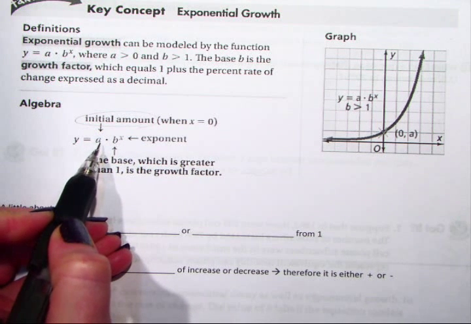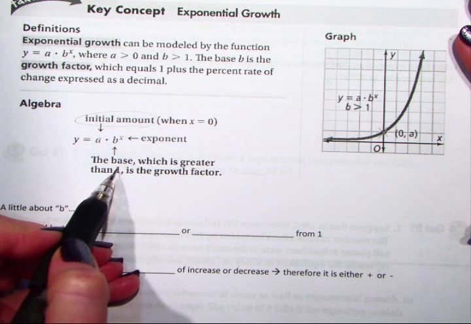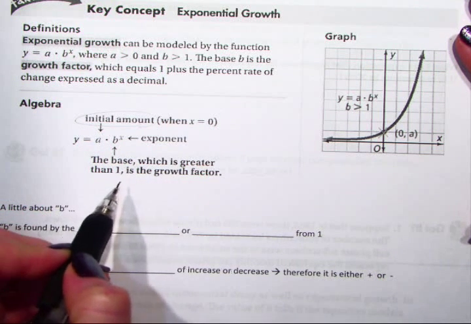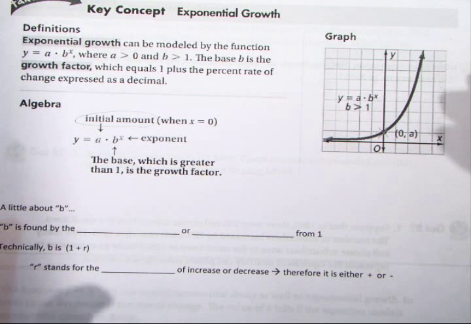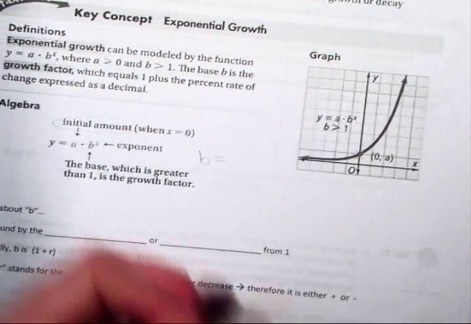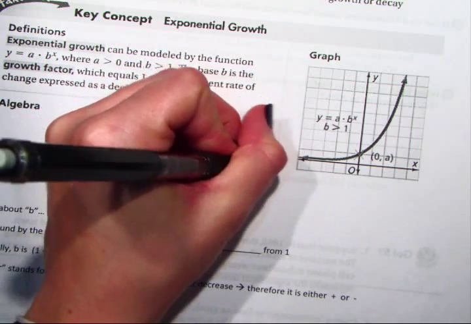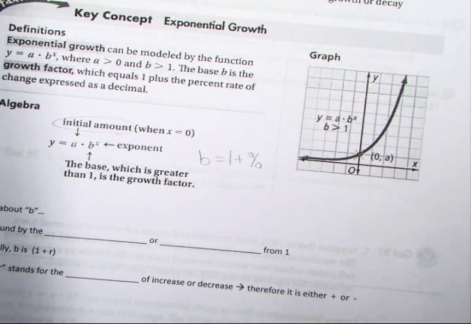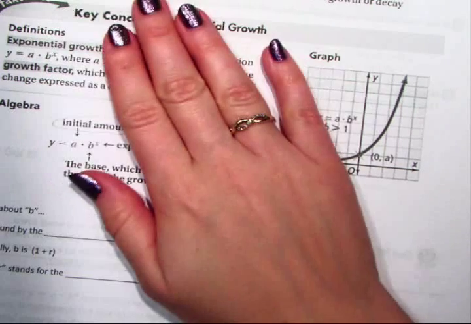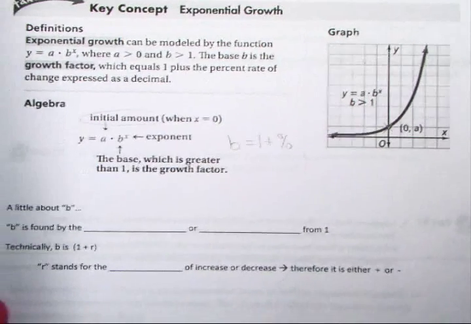It's almost like your y-intercept, okay? The b is the base. The base should always be greater than 1. If the base is greater than 1, then it's a growth factor. I want to tell you, though, what b is made up of. b is made up of 1 plus the percent of growth. And that's going to be very important for you to understand. B is made up of 1 plus what? The percent of growth.